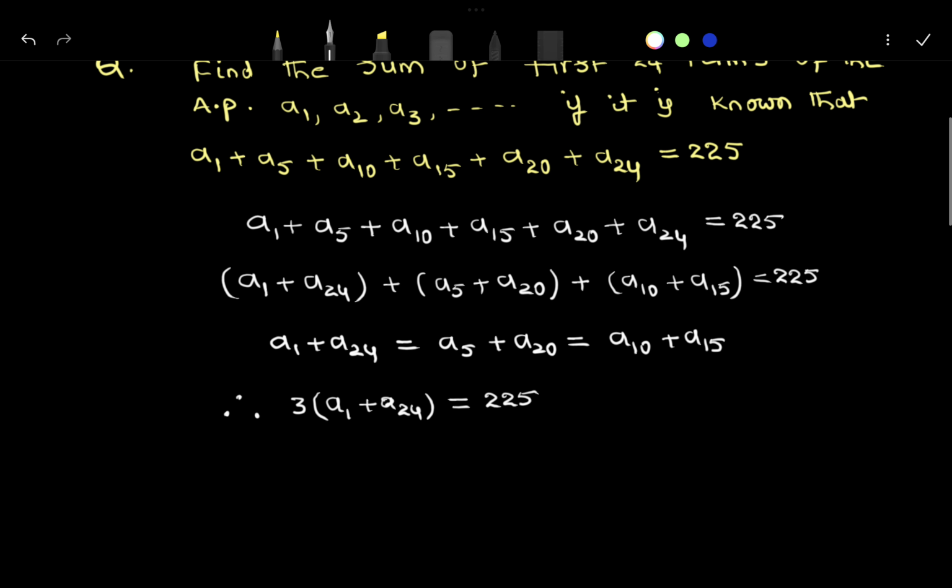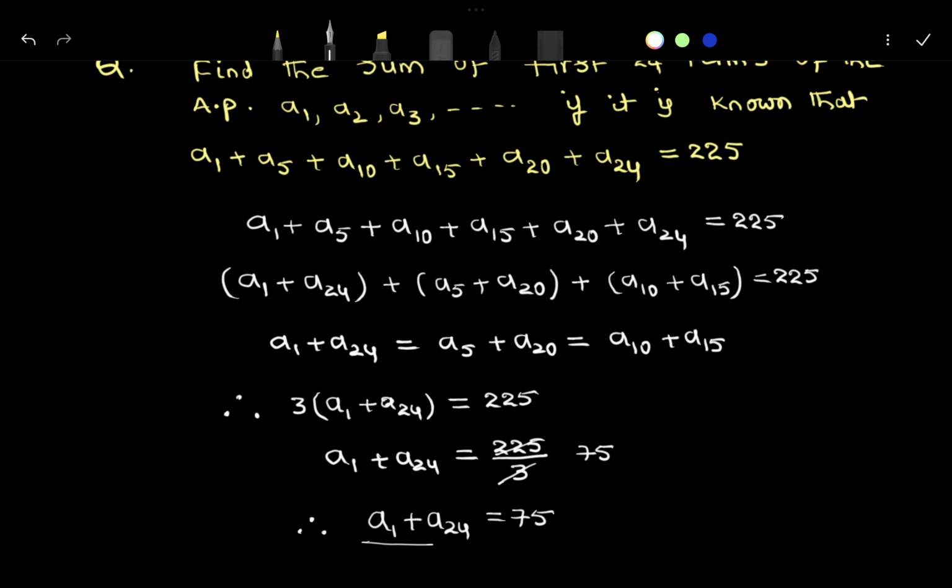Now divide this by 3. Then we get a1 plus a24 is equal to 225 divided by 3. How many times will 3 go into 225? 3 sevens are 21, 3 fives are 15. So 75 times it goes. Therefore, a1 plus a24 is equal to 75.